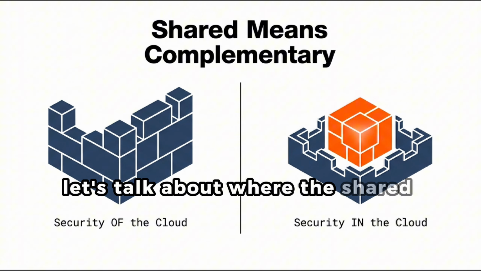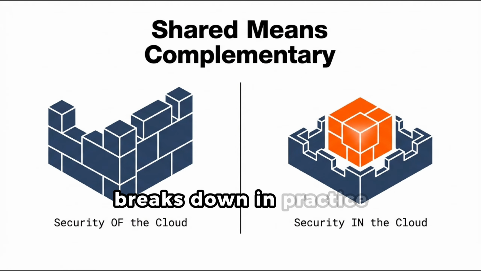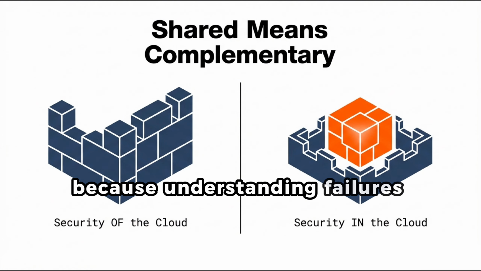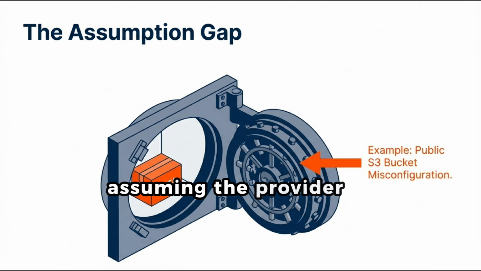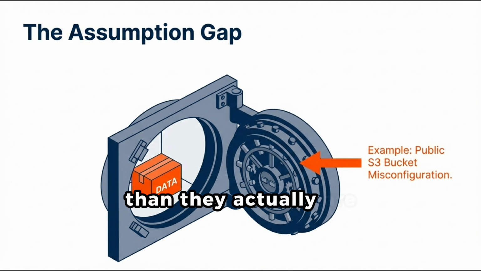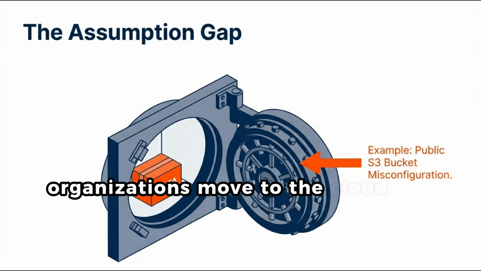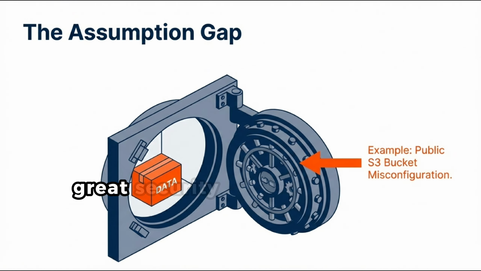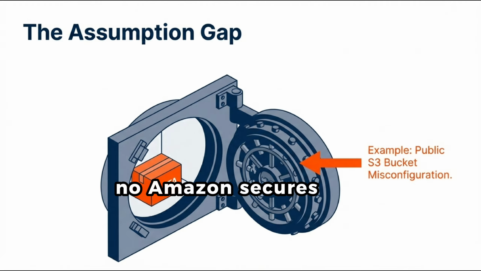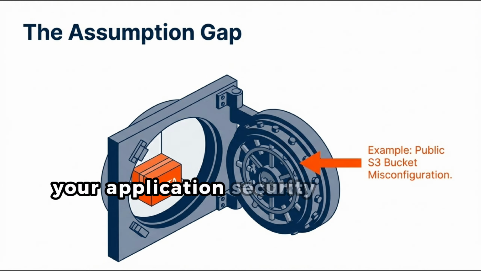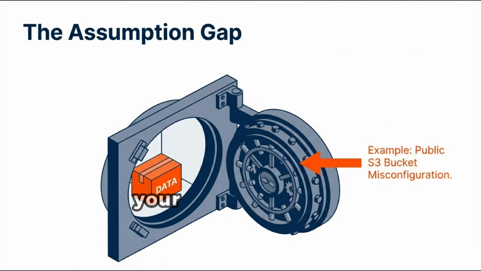Let's talk about where the shared responsibility model breaks down in practice, because understanding failures helps you avoid them. The most common mistake is assuming the provider is responsible for more than they actually are. Organizations move to the cloud and think, great, security is now Amazon's problem. No. Amazon secures the infrastructure, your application security, your data protection, your access controls, still your problem.